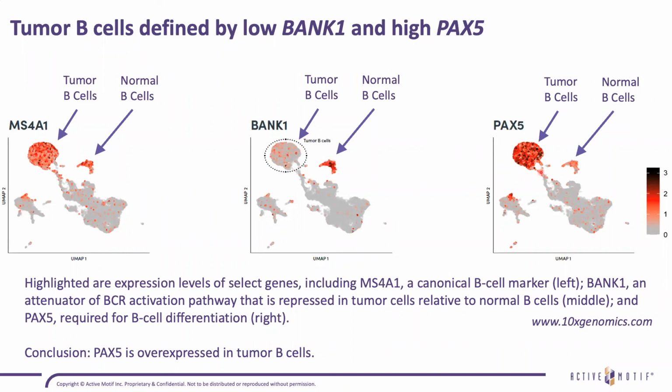Next, in the right panel, we're looking at PAX5 expression. PAX5 is required for B cell differentiation, but it's also a commonly overexpressed gene in B cell lymphomas. So the low expression of BANK1 combined with the high expression of PAX5 defines this particular population as tumor B cells, as opposed to the population that has normal expression of BANK1 with normal expression of MS4A1.